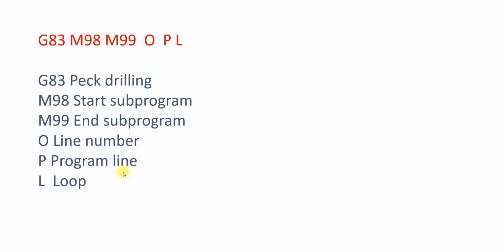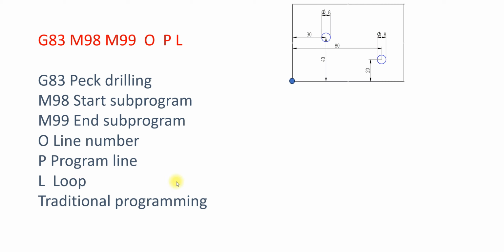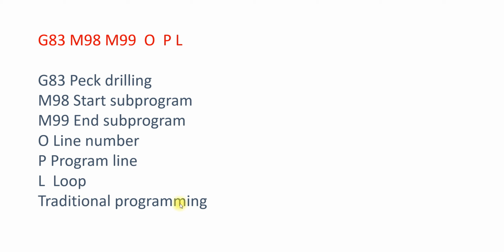L is loops, and loops means how many times it should run the subprogram. If we set L5, it will run the subprogram 5 times. If L is not represented or L is L1, it will only run the subprogram 1 time. And then we have the traditional programming, as we did in the mid 80s, where we did not have all these G codes as we have today. This will always work, the traditional programming, but it takes more time.